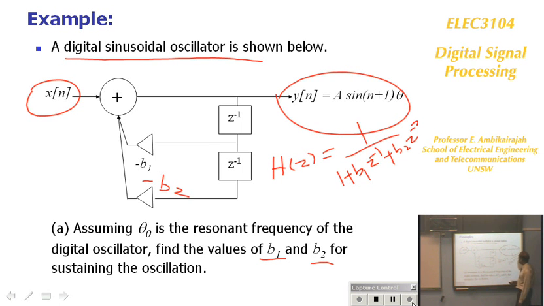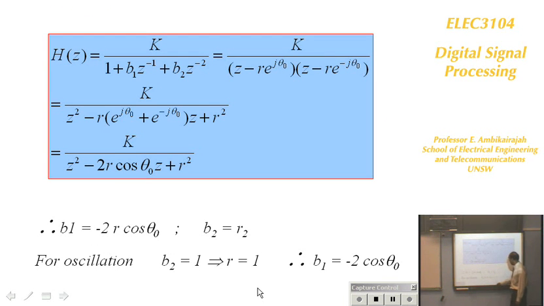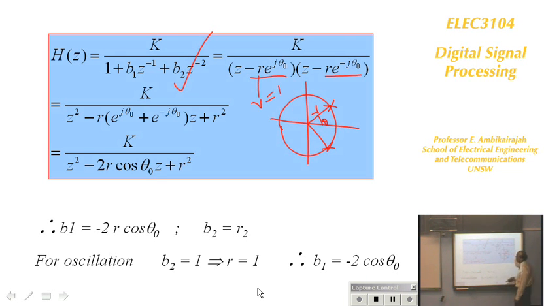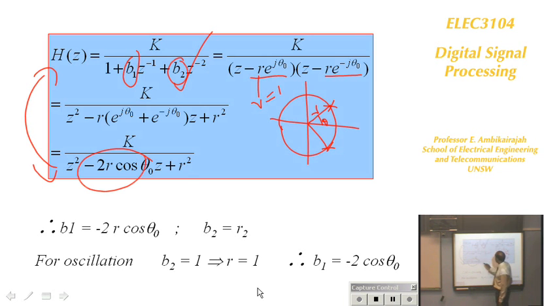You write the transfer function first, and then you say, okay, for oscillation my 2 poles have to be on the unit circle. That's theta naught, that's R. I know R equals 1. Expand this one, and you get this, and you map those 2. You will find the same as I did before: B1 equals that, B2 equals this.